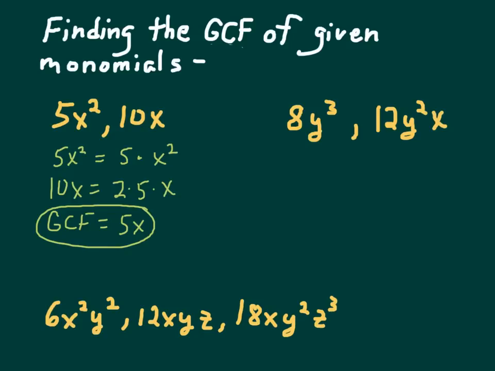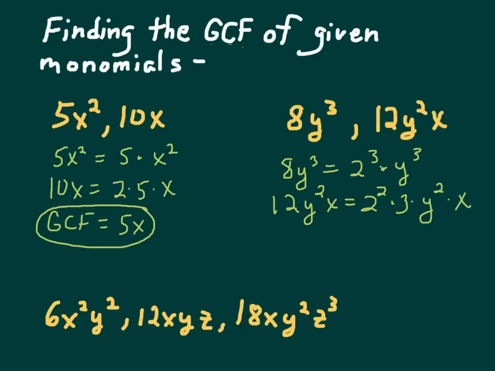Now, looking over here, I have 8y cubed and 12y squared x. So let's do prime factorizations for both. So the prime factorization of 8y cubed is 2 cubed times y cubed. And the prime factorization of 12y squared x is equal to 2 squared times 3 times y squared times x.